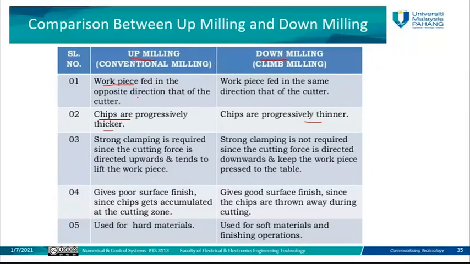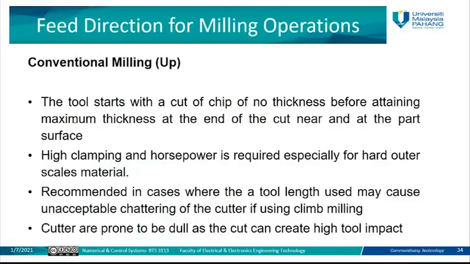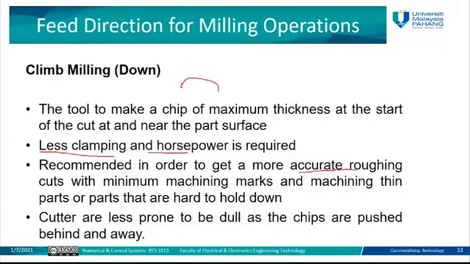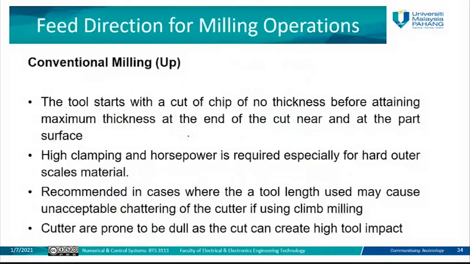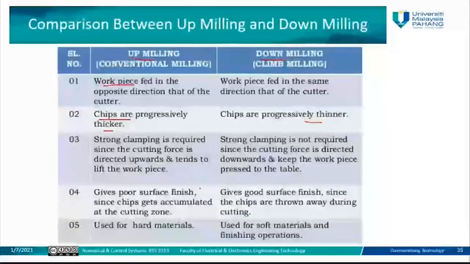So this table summarizes these two slides. I mean, the main differences between the conventional method of milling, using up milling, and also the climb down milling. You can refer to this table to see what the main differences are. This is used for hard material, this is used for soft materials. I mean, down milling is used for soft material, and up milling is used for hard.